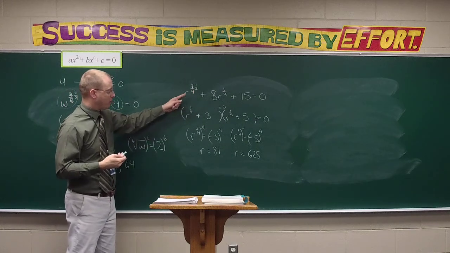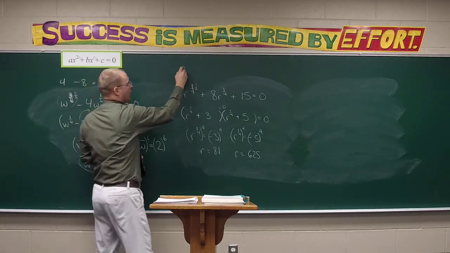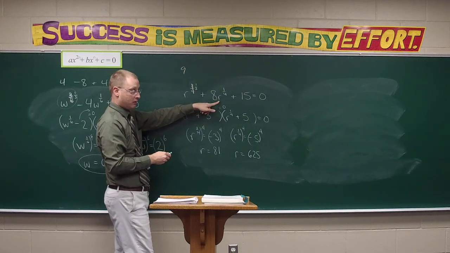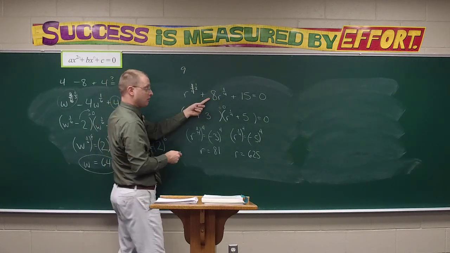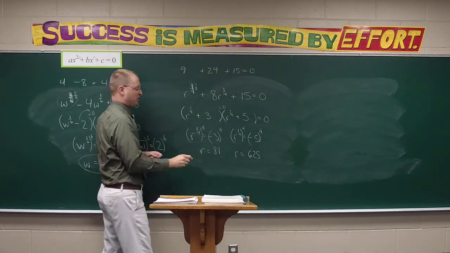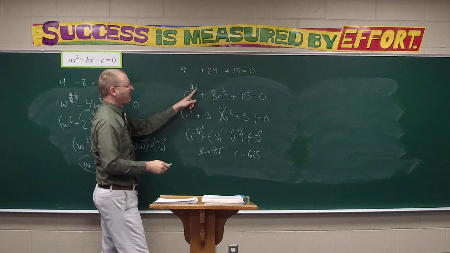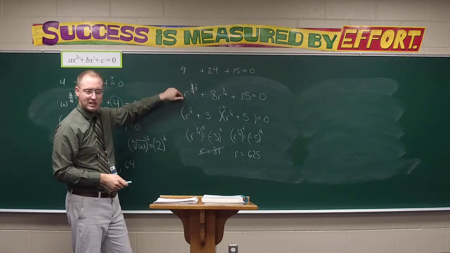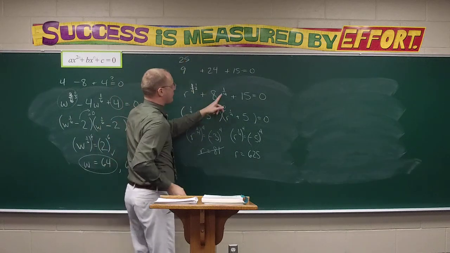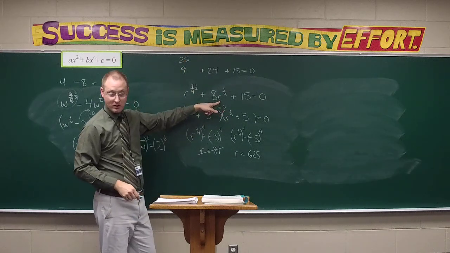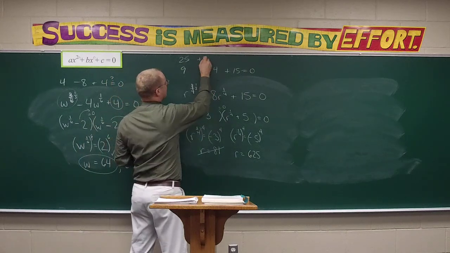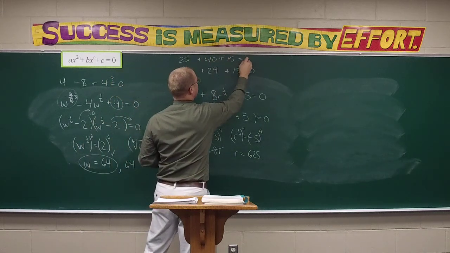Again, I'm going to go back to thinking 1/2 power here, or square root. What's the square root of 81? 9. The 4th root of 81 is 3, times 8 is 24, plus 15 is equal to 0? No. Okay, how about 625? The square root of 625 is 25. What about the 4th root of 625? That's one we memorized. 5 times 8 is 40, plus 15 is equal to 0?